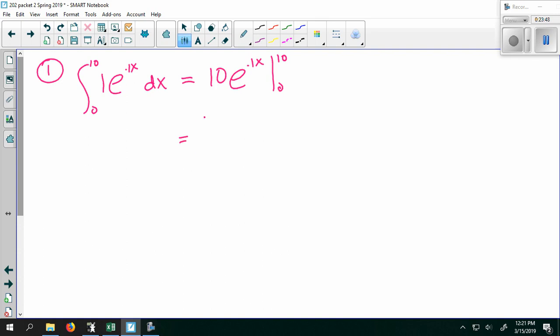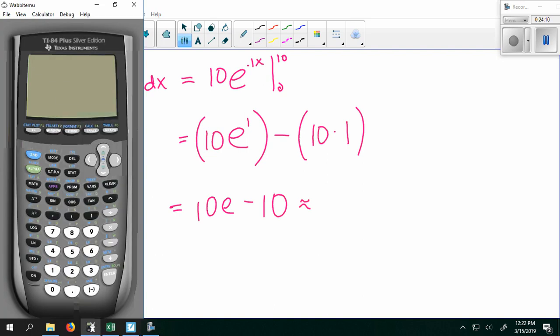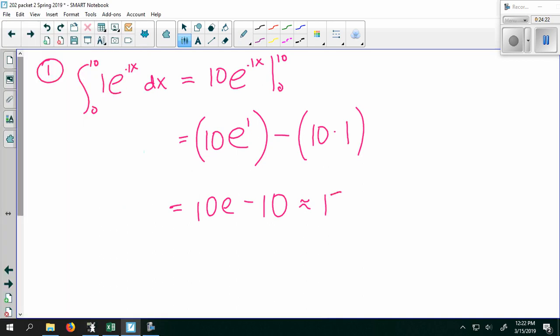So that is 10 e to the 0.1 times 10, which is 1, minus, now I'm going to plug in a 0. So I have 10 e to the 0, which is 10. So this is just 10e minus 10, which I should check on my calculator. 10e minus 10 is 17.18, which is what I got as my answer to the integral.